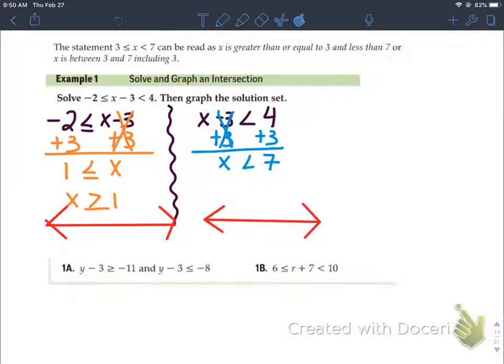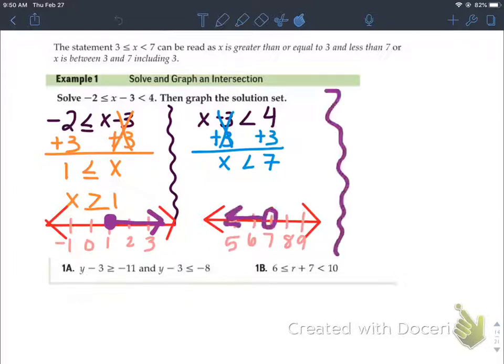Now I'm going to graph both of those on a number line here. So first I graph x is greater than or equal to 1, plot those points. It's a solid dot because it's and equal to, and it's going to the right. And then x is less than 7, so I graph that, plot my points, open circle going to the left. Now we want to see where do they overlap.